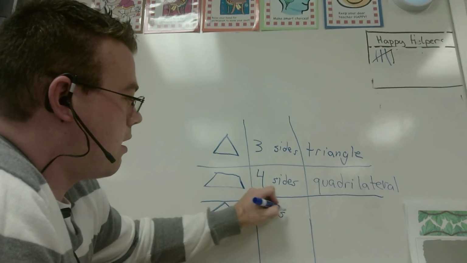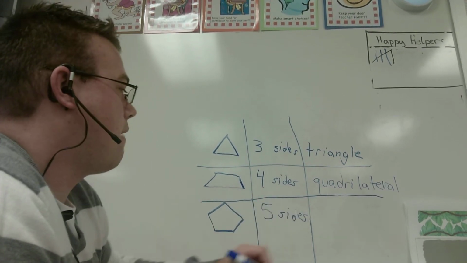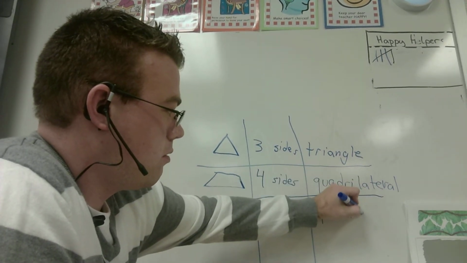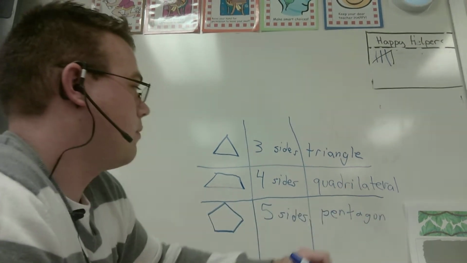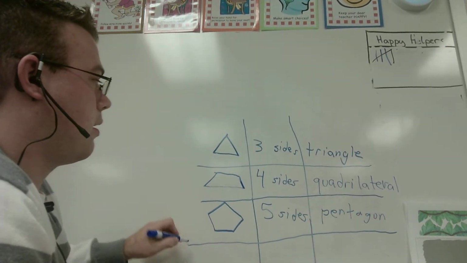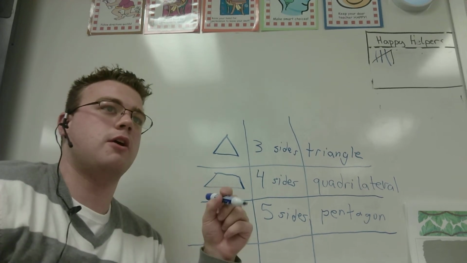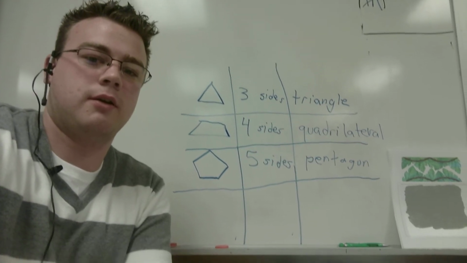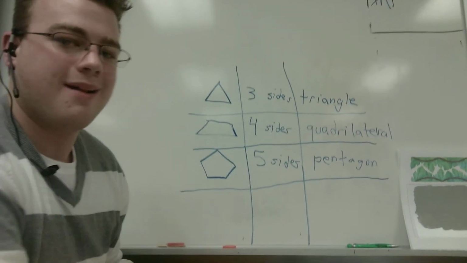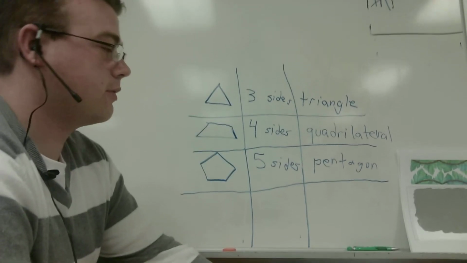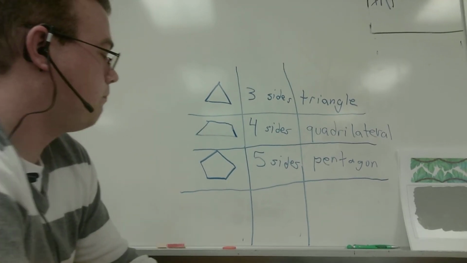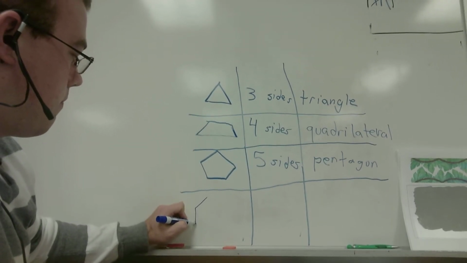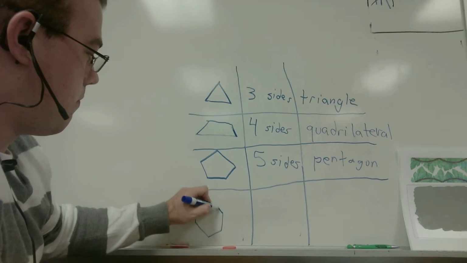Okay, I'll see if I can let the video catch up here. Let me move my computer screen down a little bit so you can see. The next polygon that we're going to talk about is the hexagon. A hexagon has 6 sides.